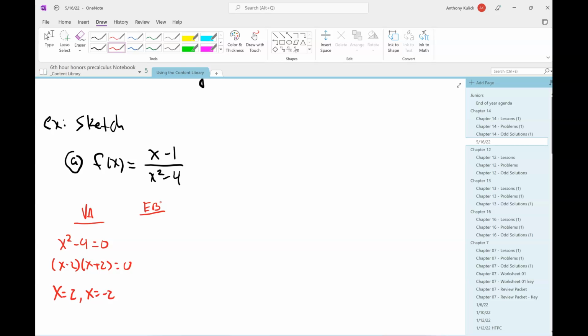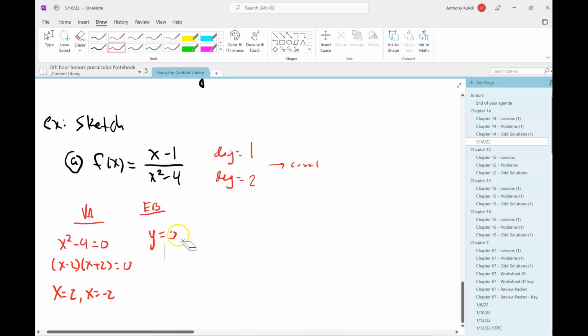Okay. End behaviors, we have to compare the degrees. What's the degree for the numerator? 1. The biggest exponent on the variable. What's the degree on the denominator? Okay, so which case are we in? Case 1. So just y equals 0. That's really nice.